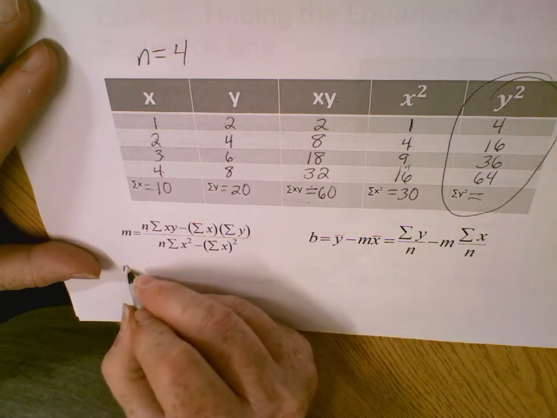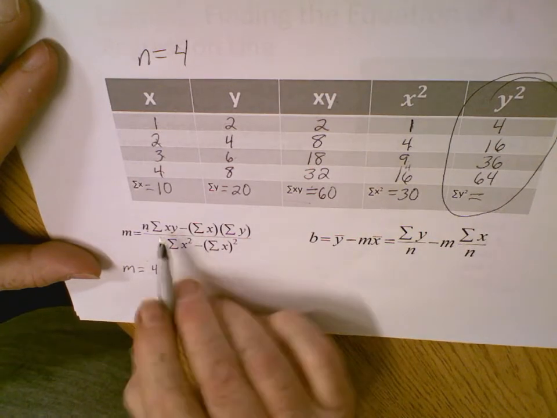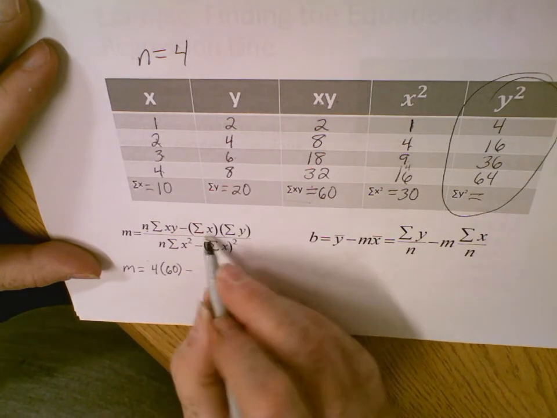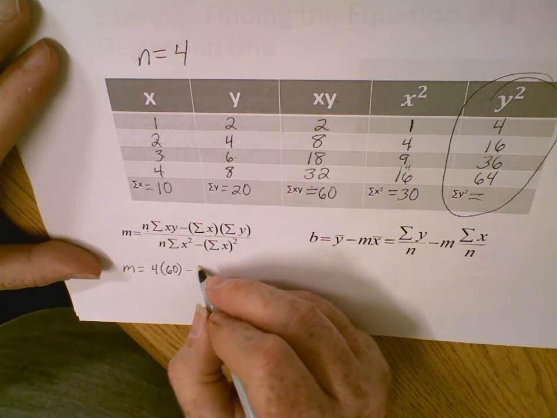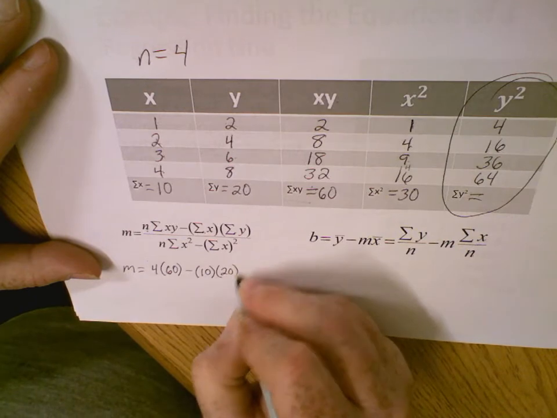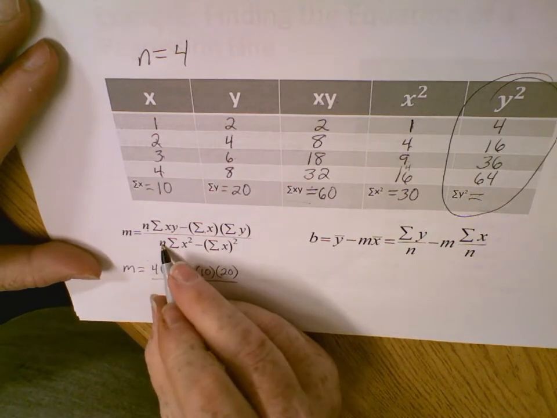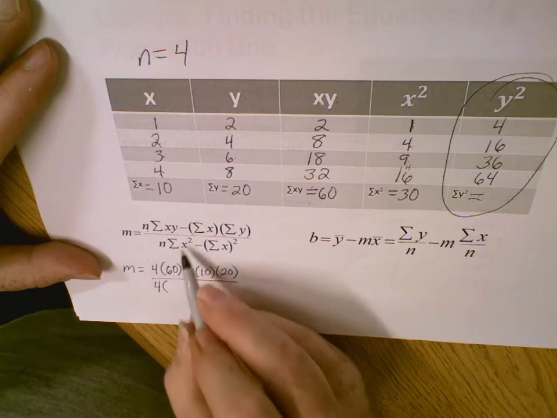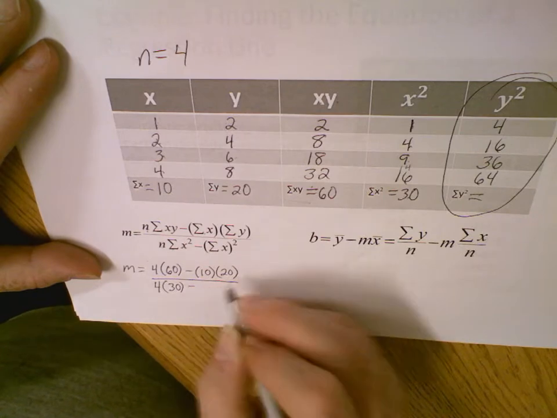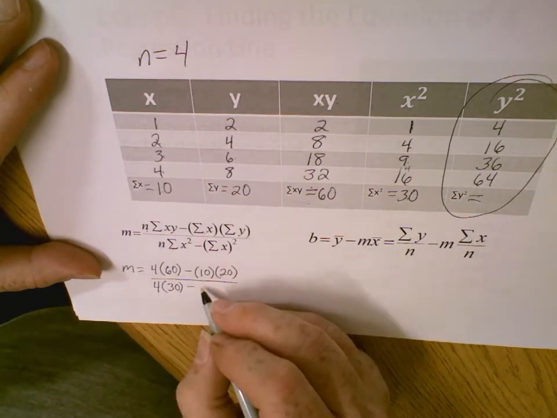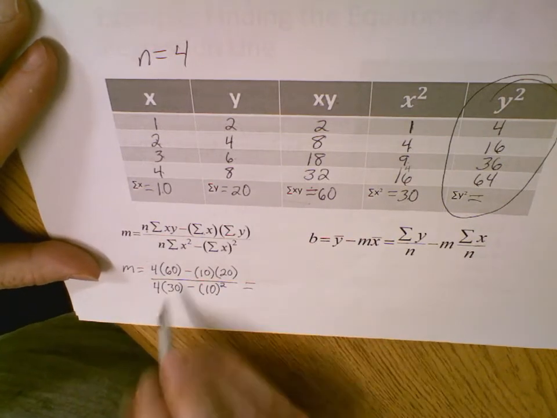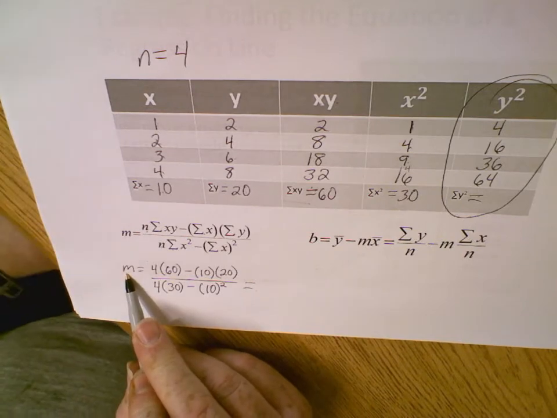So it'd just be the slope equals 4 times the sum of X times Y, which is 60, minus the sum of all the X's, which was 10, times the sum of all the Y's, which was 20, divided by n again is 4, times the sum of all the X squareds, which was 30, minus the sum of all the X's, which is 10, but then we want to square that. We do all that math there, and that's going to give us the slope of our regression line.